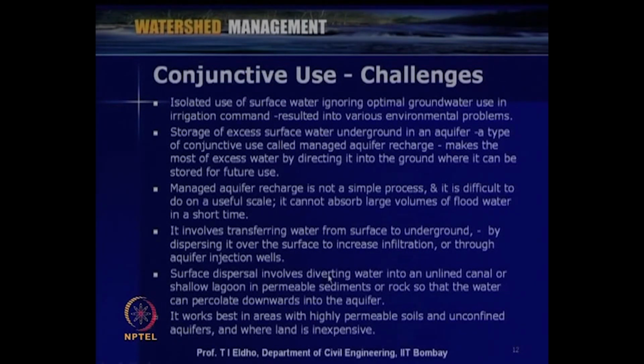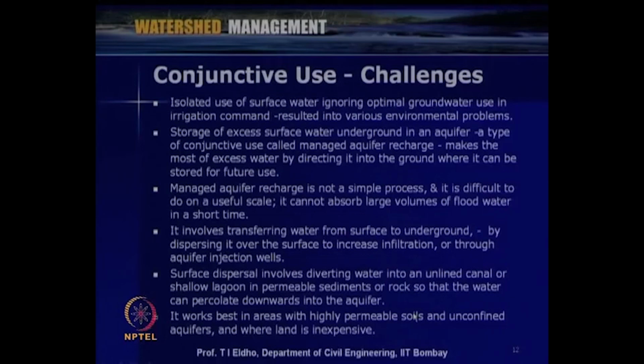Surface dispersal involves diverting water into an unlined canal or shallow lagoon in permeable sediments or rocks, so that water can percolate downward into the aquifer system. So we need to have an appropriate system, like an unlined canal or basin or lagoon, through which we can go for artificial recharge, so that more water will be recharged to the aquifer system, and then that will be available for further use. It works best in areas with highly permeable soils.